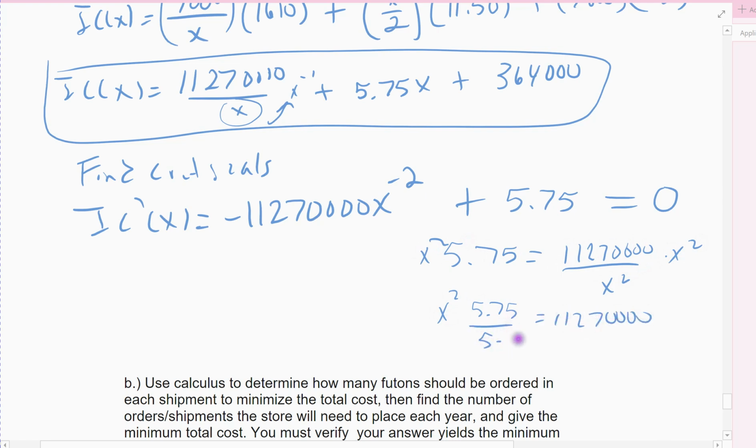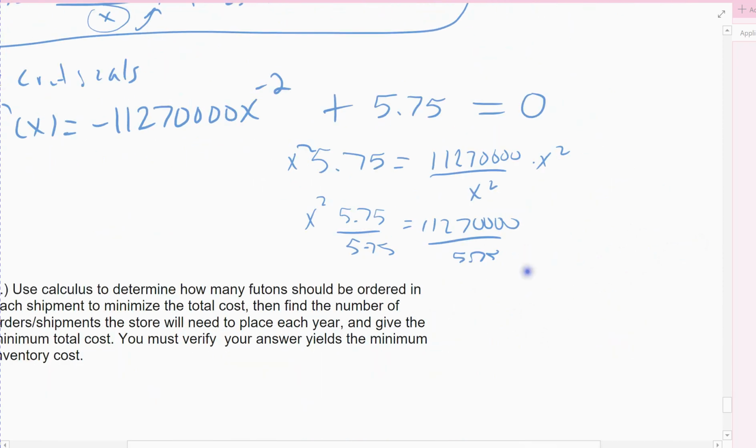Divide by my 5.75. I'm running out of room. So I get x squared equals whatever that really big number divided by my 5.75 is. It's still a really big number. And then you take the square root, which again, usually we do plus minus.